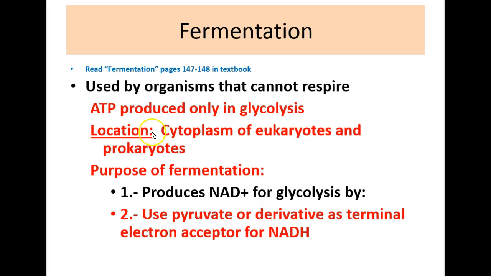The location of fermentation in both eukaryotes and prokaryotes is the cytoplasm. The purpose of fermentation is to use pyruvate or a derivative of pyruvate as the terminal electron acceptor for NADH. Fermentation produces NAD+ for glycolysis. That is, fermentation oxidizes NADH back to NAD+ so that NAD+ can be reduced at glycolysis.